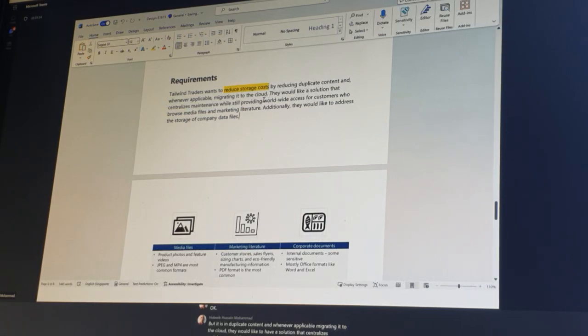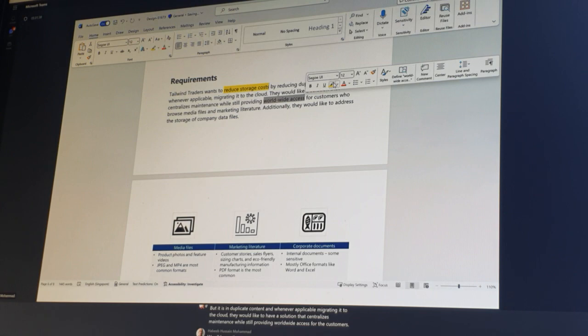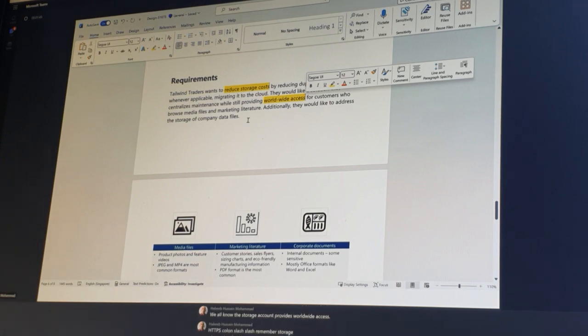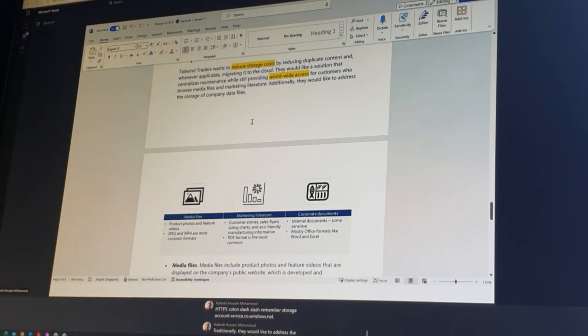The customers. We all know the storage account provides worldwide access, https://. Remember, storage account dot service dot co dot windows dot net. Additionally, they would like to address the storage of company data files.